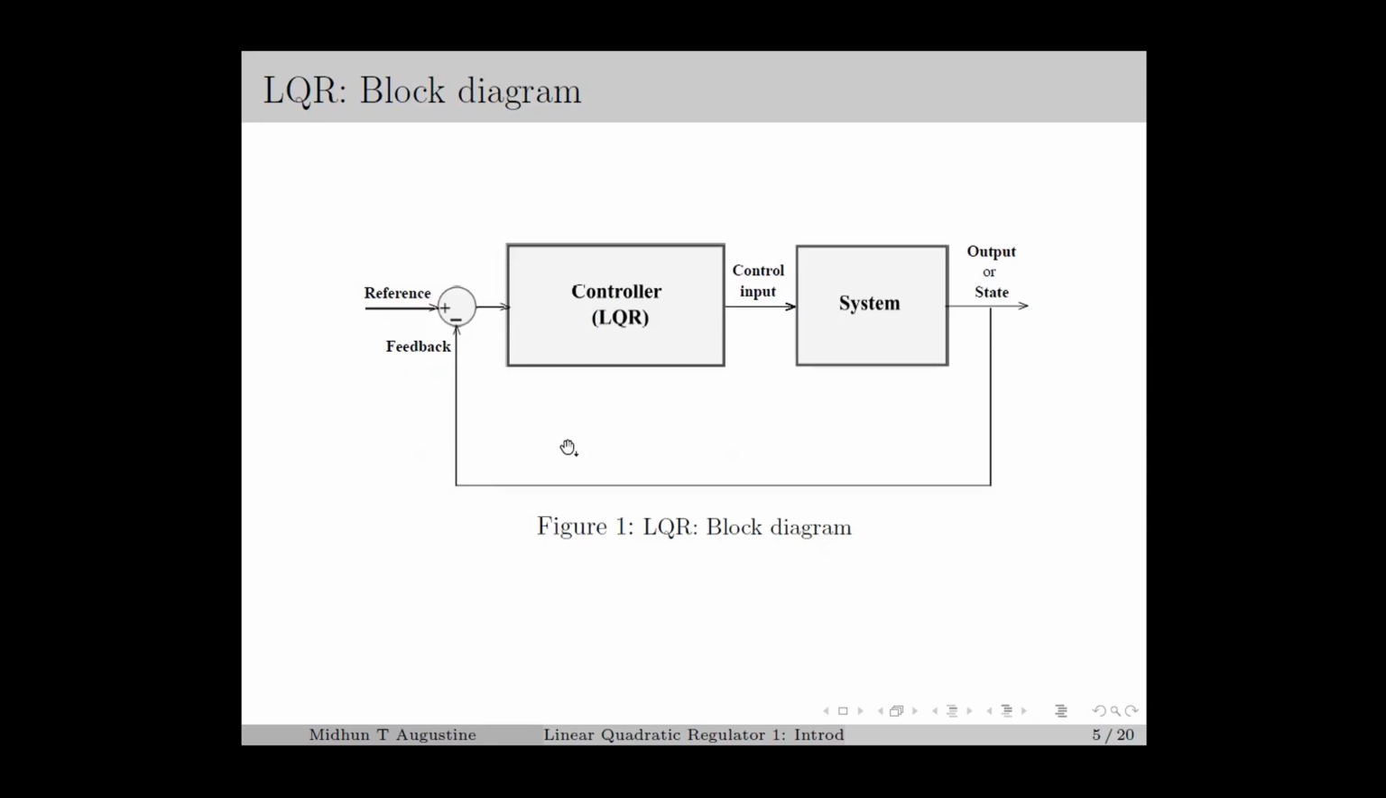Figure 1 shows the general block diagram of a dynamical system with an LQR controller. A mathematical model which describes the dynamics of the system is assumed to be known, and for LQR controller design, we use a linear model of the system.